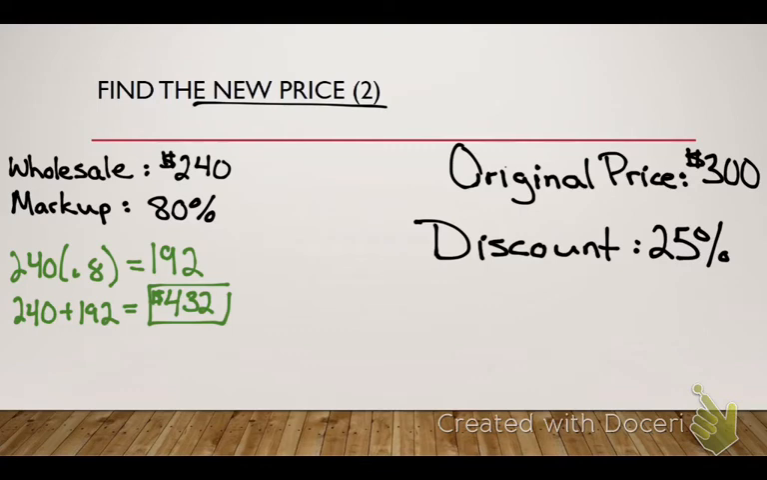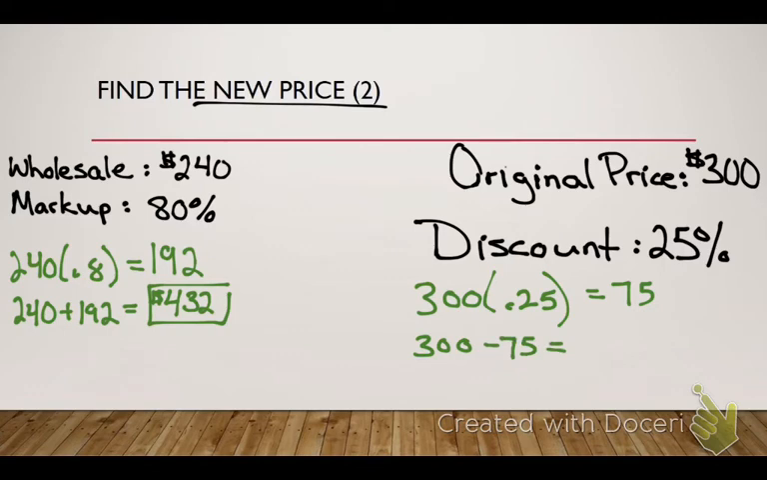On the second one, original price is $300. Discount is 25%. My recommendation is to take 300 and multiply it by 0.25. What do you get? 75. You get 75. That's 25%. That's a pretty good sale. Okay? So what would my step 2 be? Subtract 75 from 300. Yes, subtract it to get $225.